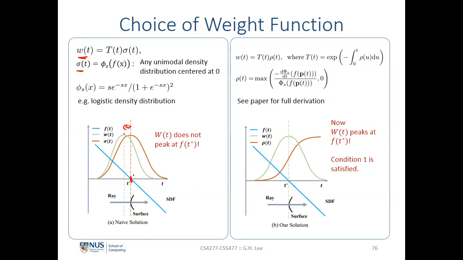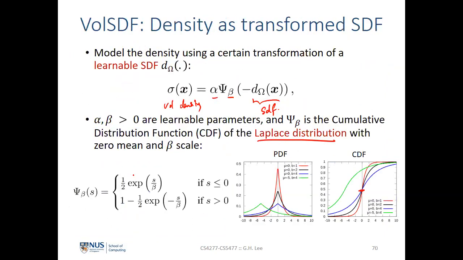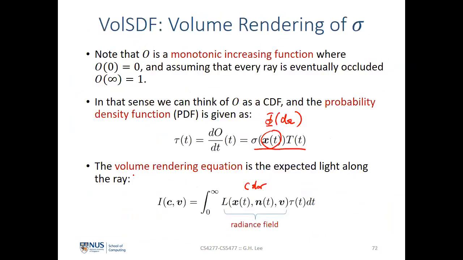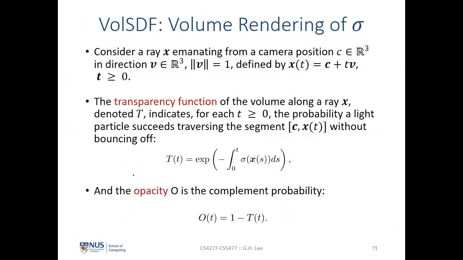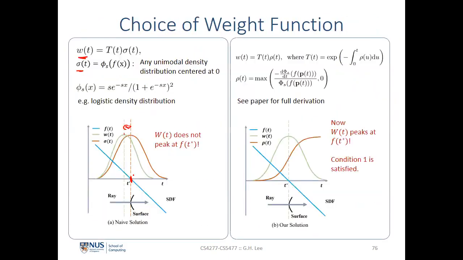Then when I look at this curve, isn't it the same as this curve here? It's the same thing. VolSDF already tells you that there's no need to choose this. You directly choose this, and the Laplacian, which is exactly the same as what they have chosen here. So now everything coincides. So condition 1 is satisfied in the paper. This means that the weight must peak at the surface. Condition 1 is satisfied if you choose this.